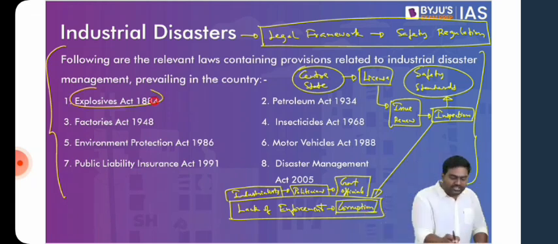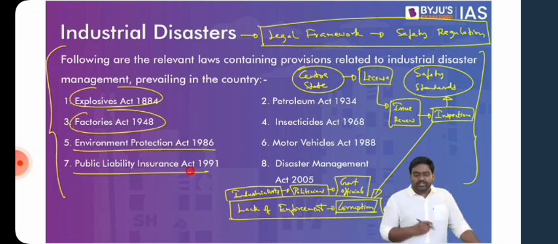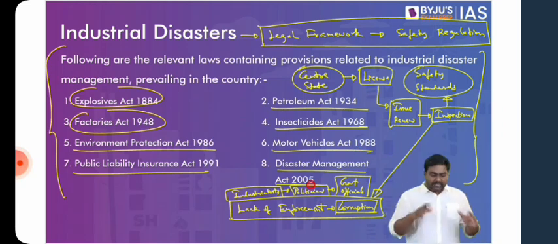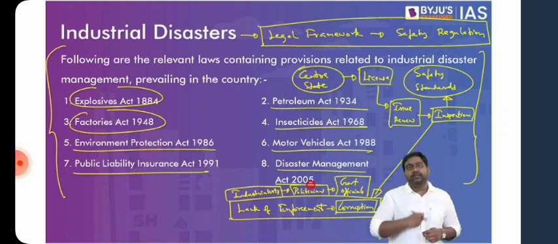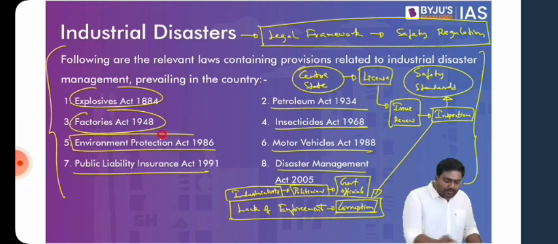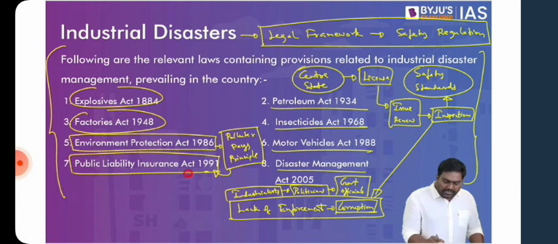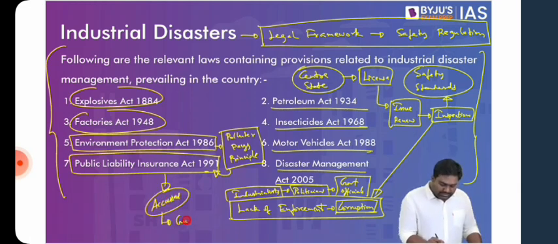We have the Explosives Act, Factories Act, Environment Protection Act, Public Liability Insurance Act, Petroleum Act, Insecticides Act, Motor Vehicles Act with regard to accidents, and Disaster Management Act. These are the 8 laws we have that deal with industrial accidents, disasters and man-made disasters. Is that clear? For example, under the Environment Protection Act, the polluter pays principle has been introduced. The polluter should pay, should take the liability. There is a Public Liability Insurance Act where the accused who is guilty of negligence or sabotage is held liable for the damage and should pay compensation.